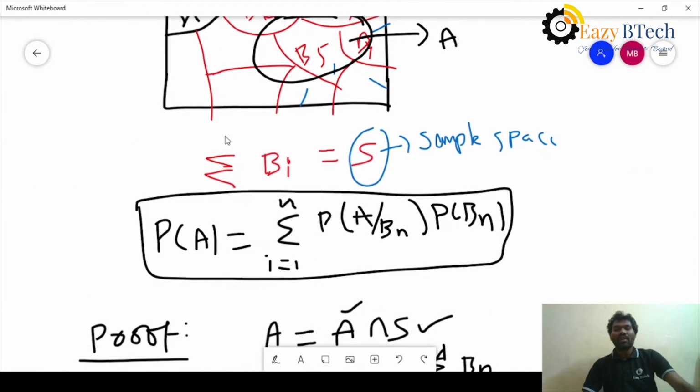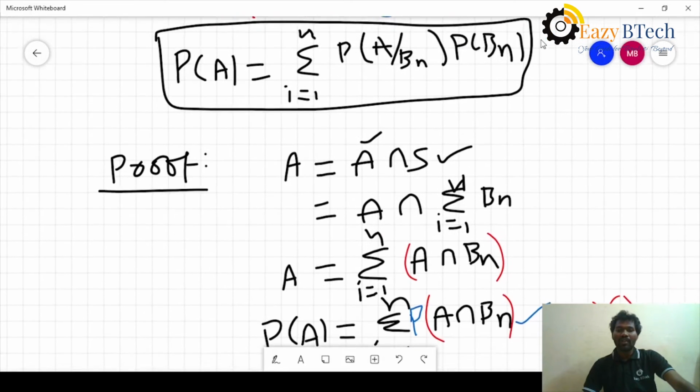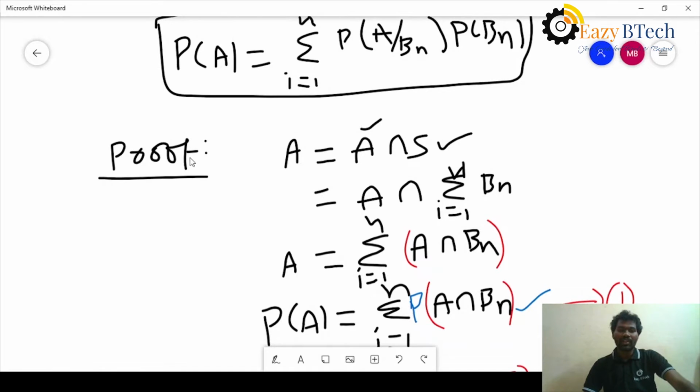For that purpose, we have one proof. The union of all the mutually exclusive events is equal to S, the sample space. And the statement of total probability is like this: P of A equals sigma i equals 1 to n, P of A given Bn into P of Bn. This is the statement, and from that we have to do the proof.